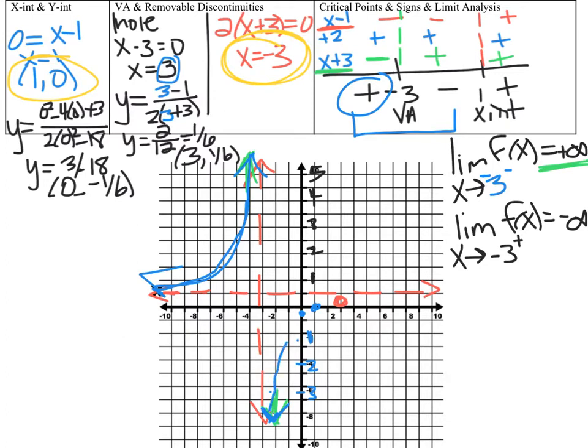So I'm just going to basically connect the dots at this point on the right side. Don't go through your hole. The whole point is there is a hole there, so make it obvious, like I did, that there is a hole. Done.